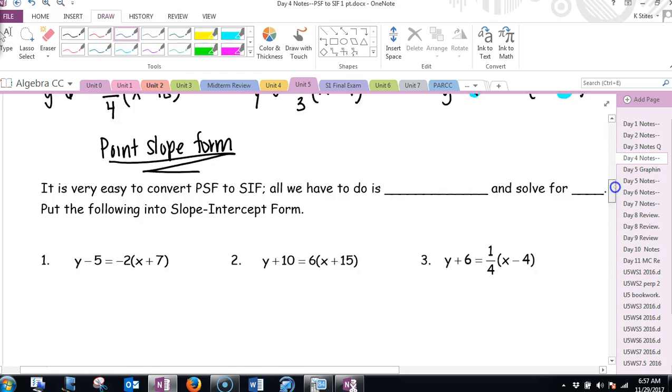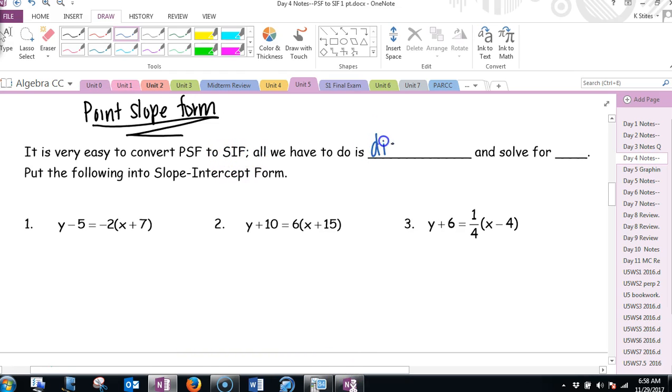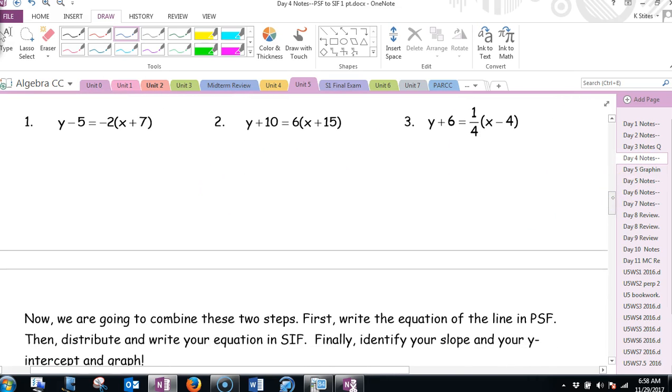It is actually very easy to convert from point slope form, PSF, to slope-intercept form, SIF. All we have to do is distribute and solve for y. Okay, so you'll notice all three of these equations are in point slope form because they all have the parentheses. So all we're going to do is distribute and then solve for y. Please make sure you distribute first. That step has to happen first. Okay, so I'll go ahead and distribute. And then all we have to do after that is just add our 5 over.